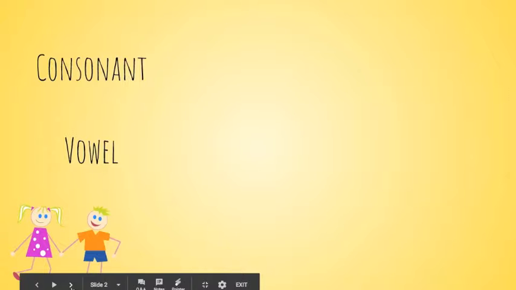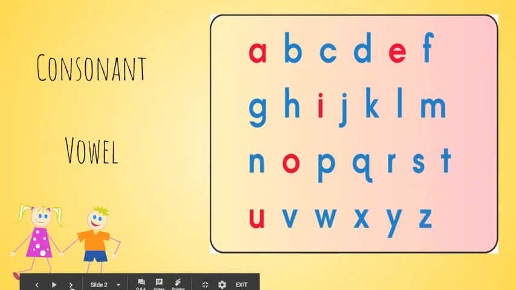Today we're going to talk about what is the difference between a consonant and a vowel. I'll show you a picture of the alphabet, and I want you to observe and see if you can answer the question of which letters are vowels and which letters are consonants. You have letters in red and letters in blue. Which are consonants and which ones are vowels? I want you to turn to your elbow partner and discuss the two.